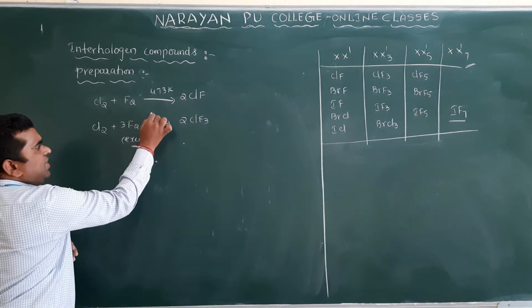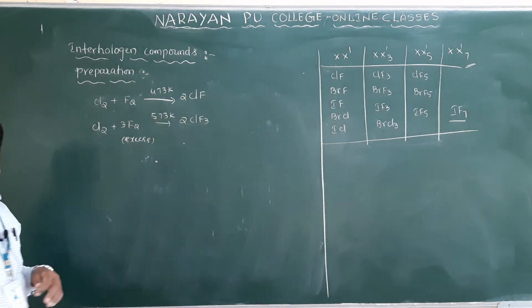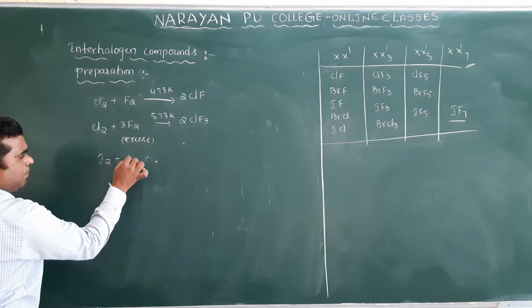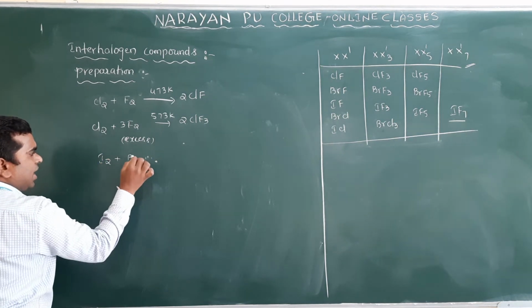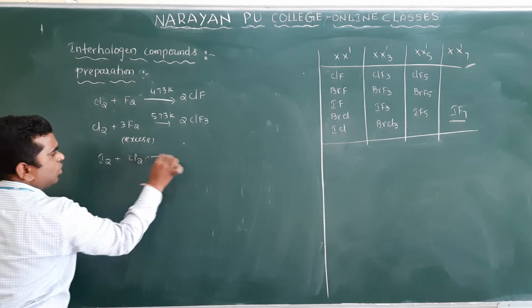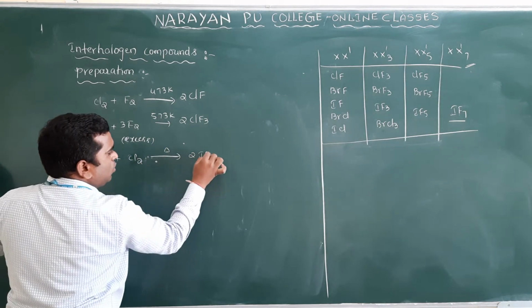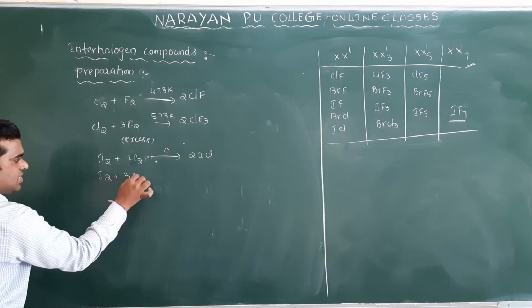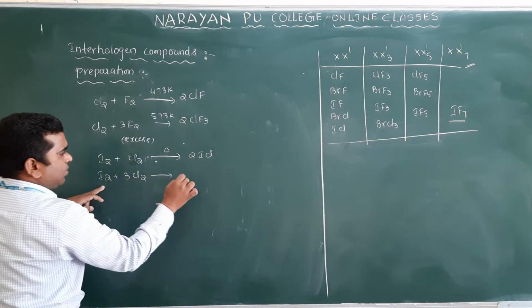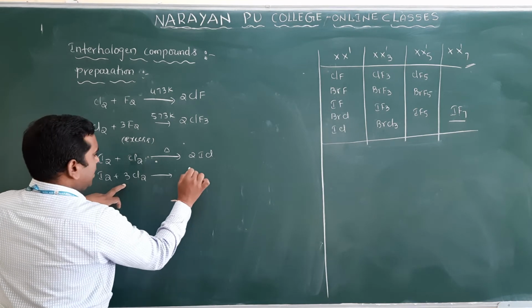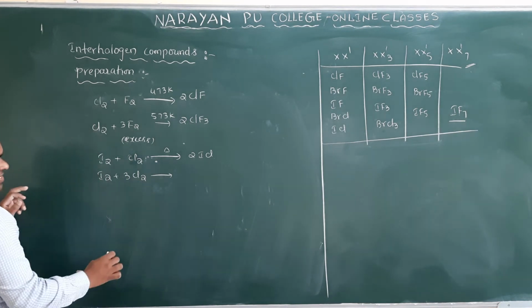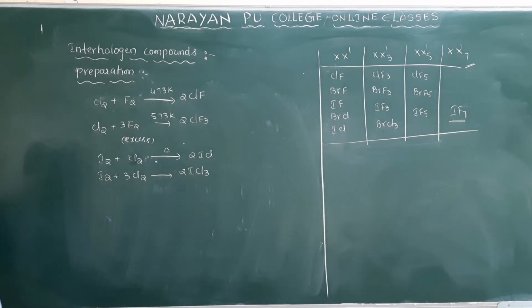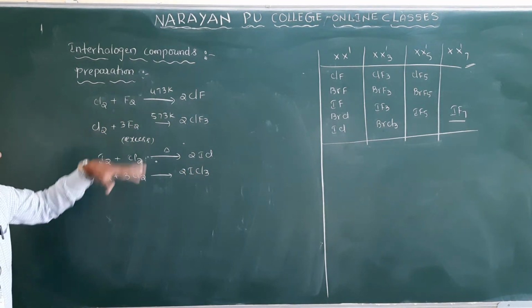Clear? So just maintain here 573 Kelvin. In the same way, if I write here iodine plus bromine, or you can write here chlorine, and if you heat this, what will you get? 2 ICl. Clear? In the same way, iodine plus 3Cl2, then what will you get? You will get the compound ICl3. This is clear? This is direct combination.